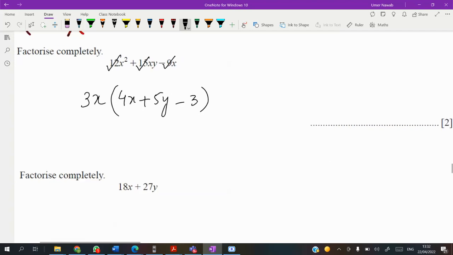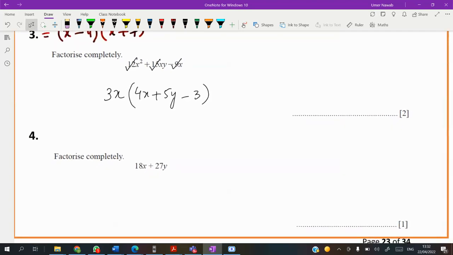Now, it's not a quadratic factorization. It was a simple factorization from the three terms. You took the 3x out and you got something inside. It cannot be further simplified in the bracket. So copy this answer in the answering space: 4x plus 5y minus 3.